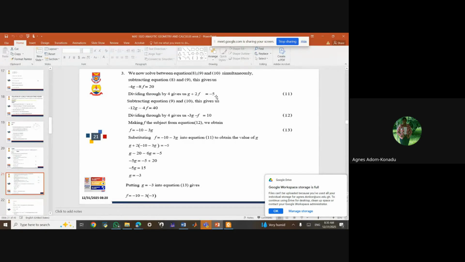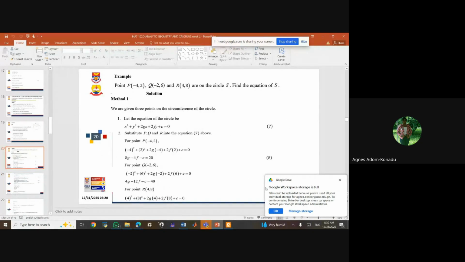Then, as I said, we are playing around with it. So we are subtracting equation 5 from equation 10. So, equation 9. So equation 9 is this. This is equation 9.